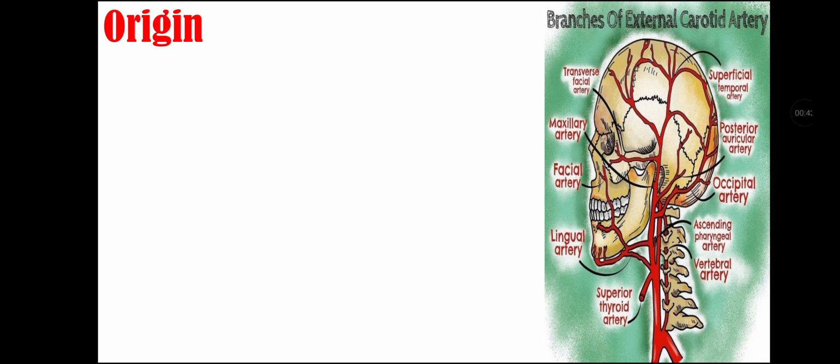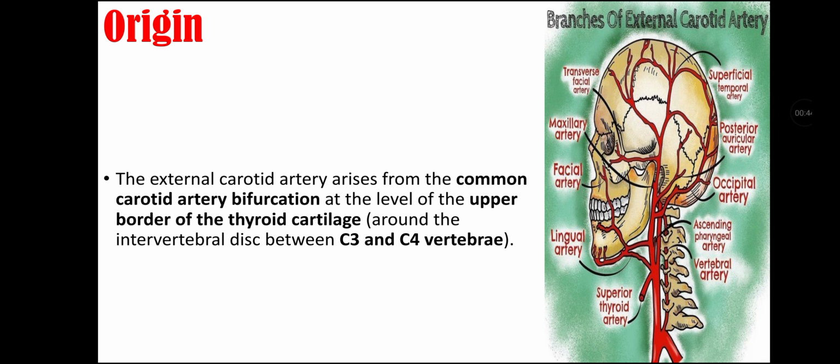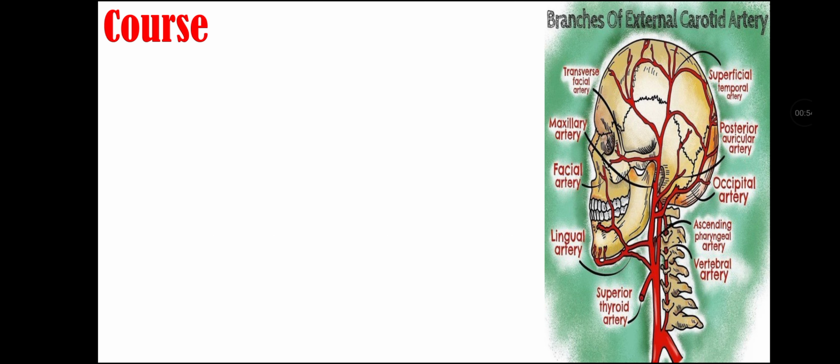Origin of external carotid artery. External carotid artery arises from the common carotid artery bifurcation at the level of upper border of thyroid cartilage around the intervertebral disc between C3 and C4 vertebra.